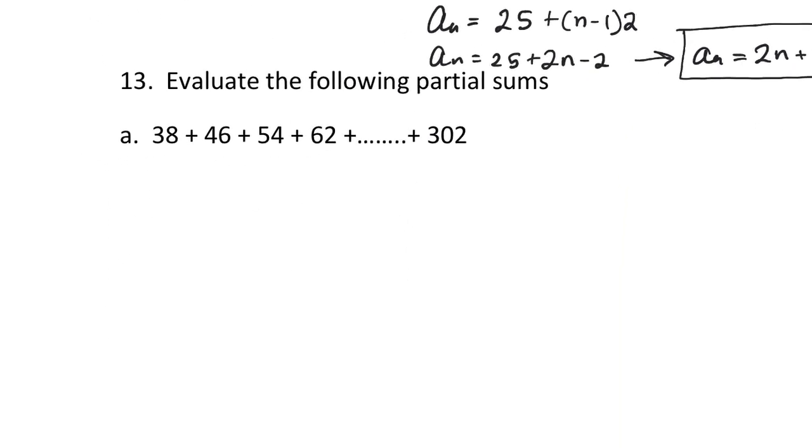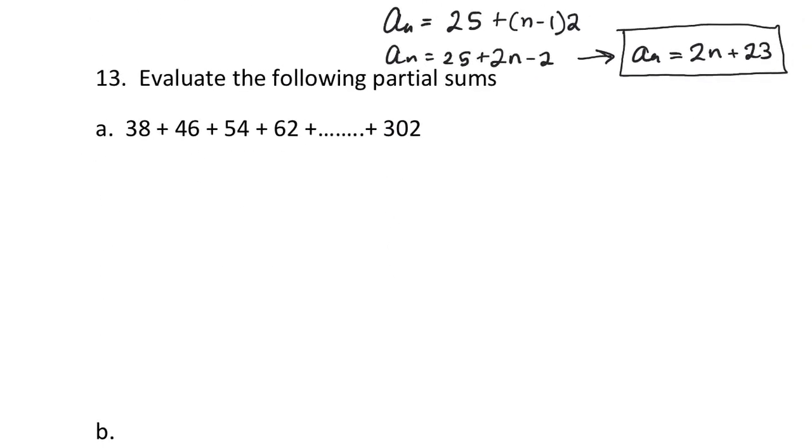Now, question 13, evaluate the partial sum. On your formula sheet, you're going to have 2 partial sum formulas, one for the partial sum of an arithmetic series, and then a partial sum for a geometric series. And it's not clearly stated if this is an arithmetic series or a geometric series. So 38, 46, 54, 62, looks like we're increasing by 8 every time, we're adding 8. If you're adding the same number every time or subtracting the same number every time, remember that's an arithmetic series.